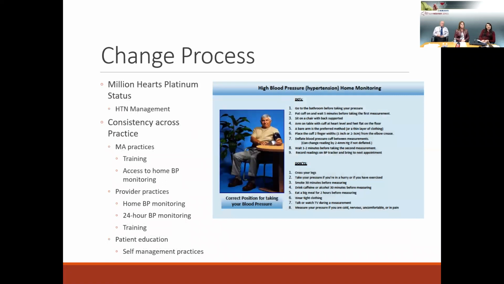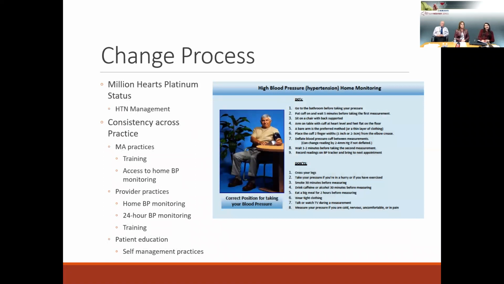Change process. Again, we are moving towards that Million Hearts Platinum status, which means this really has to be refined, what we're doing, and consistency across the board. We actually teach all of our staff about programs that we implement, from our billing to scheduling to front desk staff. So they're also aware they can pick up on those patients if anything should come up.